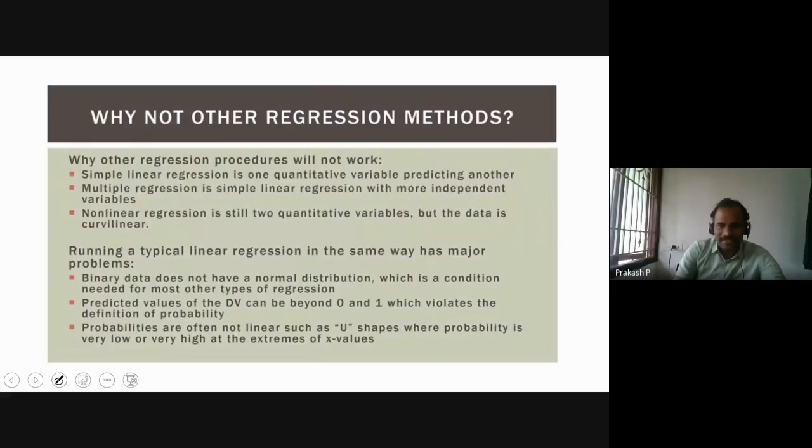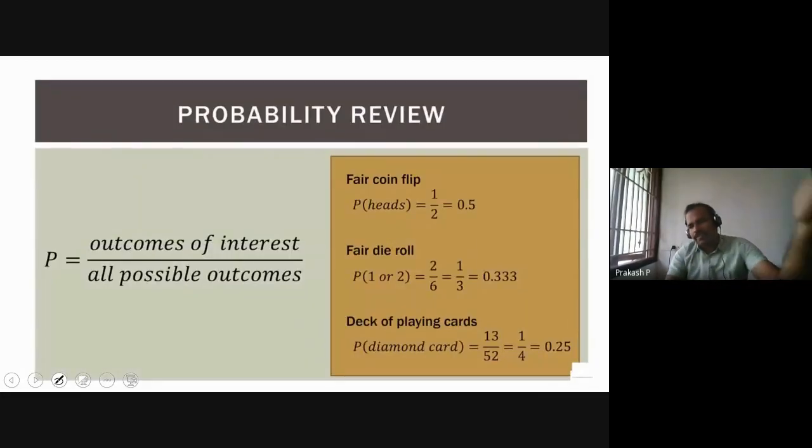Why do other regression models fail? As I said, simple linear regression is one quantitative variable predicting another, not qualitative. Multiple linear regression also has more dependent variables. Non-linear regression is the same thing. So we go for another technique, which is called logistic regression. Before we look into the problem, we are going to see some probability basics.